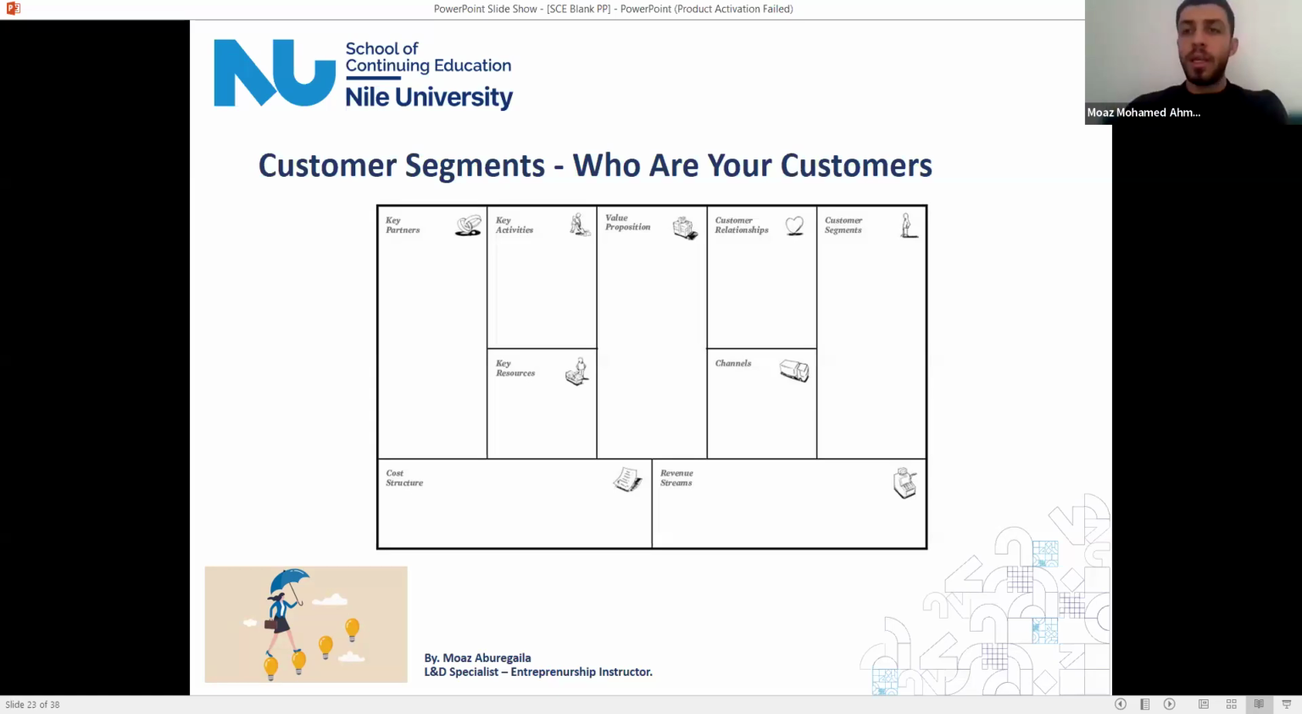So again, the types of customer segments may be a mass market, a niche market with very specific criteria, a segmented market, a diversified market, or a multi-sided platform.